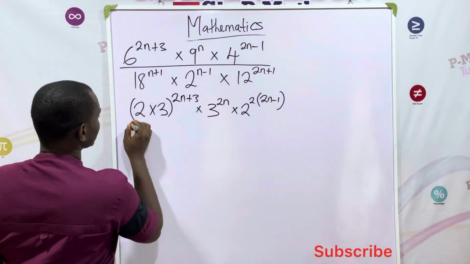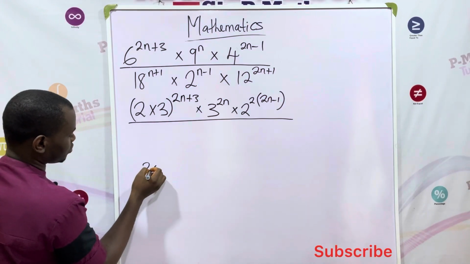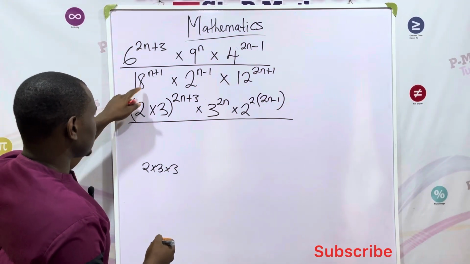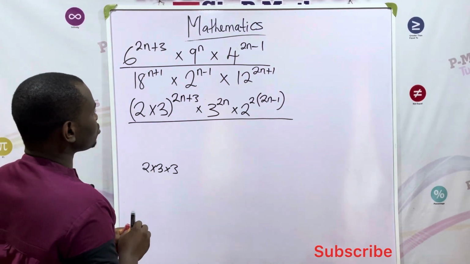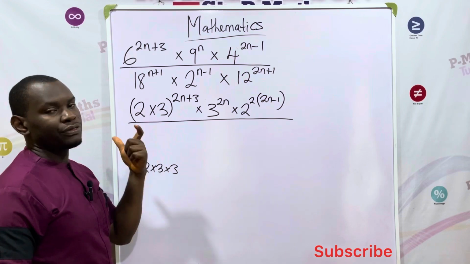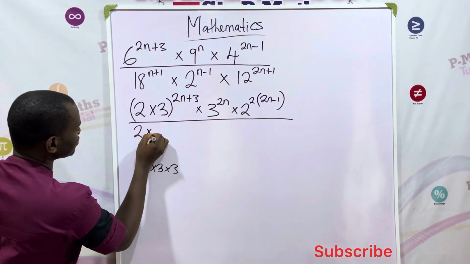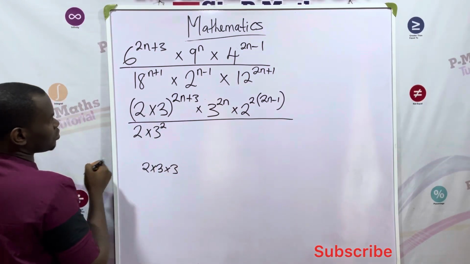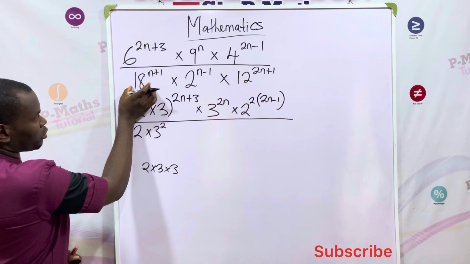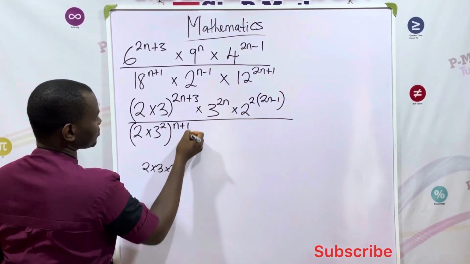Then let's go to the denominator. Over here, you know that 2 times 3 times 3 will give us 18. We are making an attempt to reduce all the bases to an index of 2 and 3. So to solve further, we'll have 2 times 3 raised to the power of 2. 3 power 2 is 9, 9 times 2 is 18, which is the original number we have here, all to the power of n plus 1.